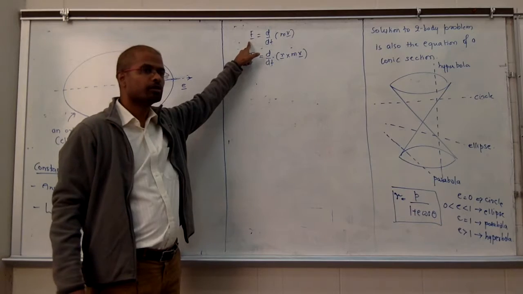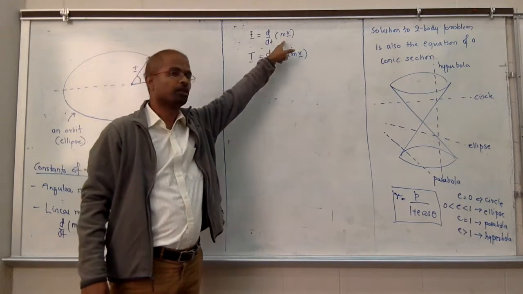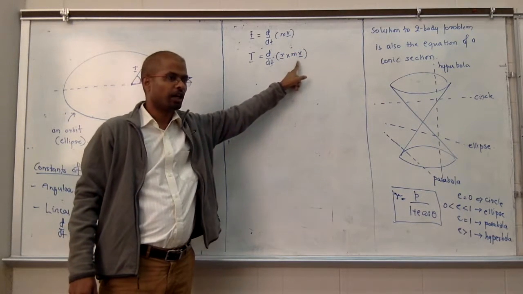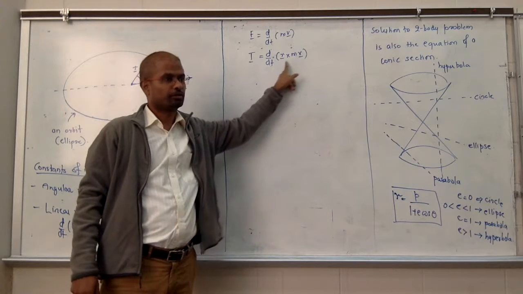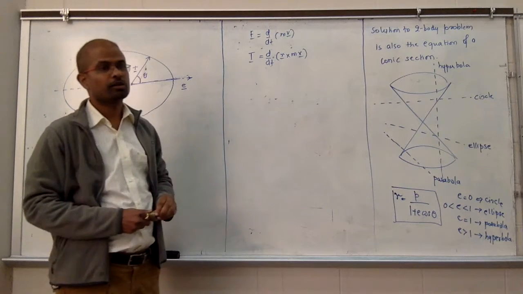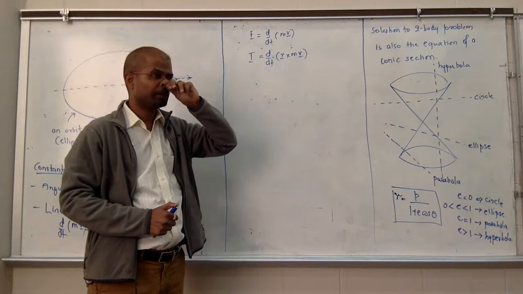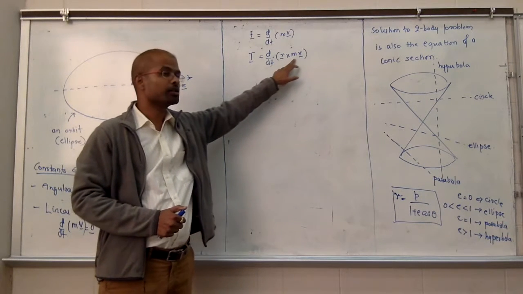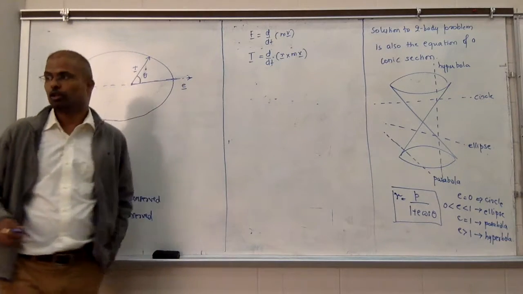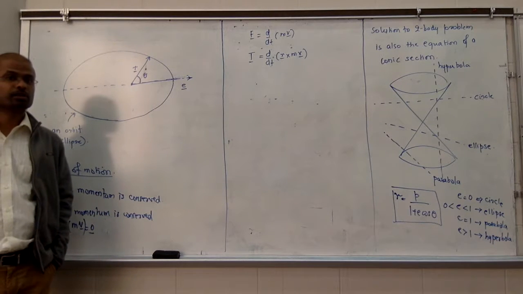A force affects change in linear momentum. A torque affects change in angular momentum. This is angular momentum, right? R cross mv is angular momentum. R cross v is what? Is specific angular momentum. Right. So R cross mv is angular momentum without the specific. So just like mv, d over dt of mv is F, d over dt of r cross mv is T.